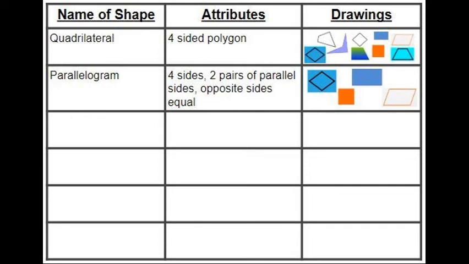You'll notice that parallelogram has been added to the chart because all of those shapes you just looked at were called parallelograms. Take the time to notice that parallelograms have four sides, just like quadrilaterals, but now they have more attributes. They have opposite sides equal and two pairs of parallel sides. That's very important. Make sure to add some drawings of shapes like this or like mine in your chart.